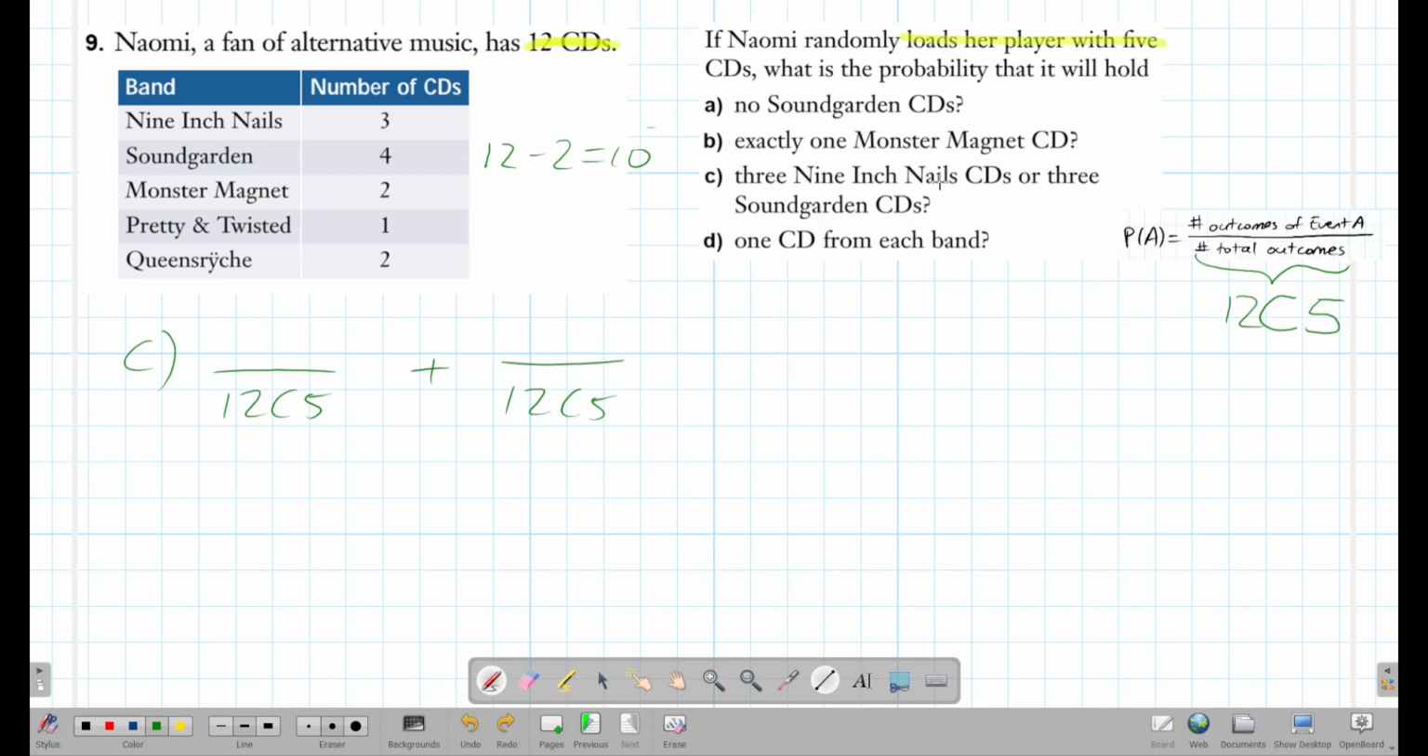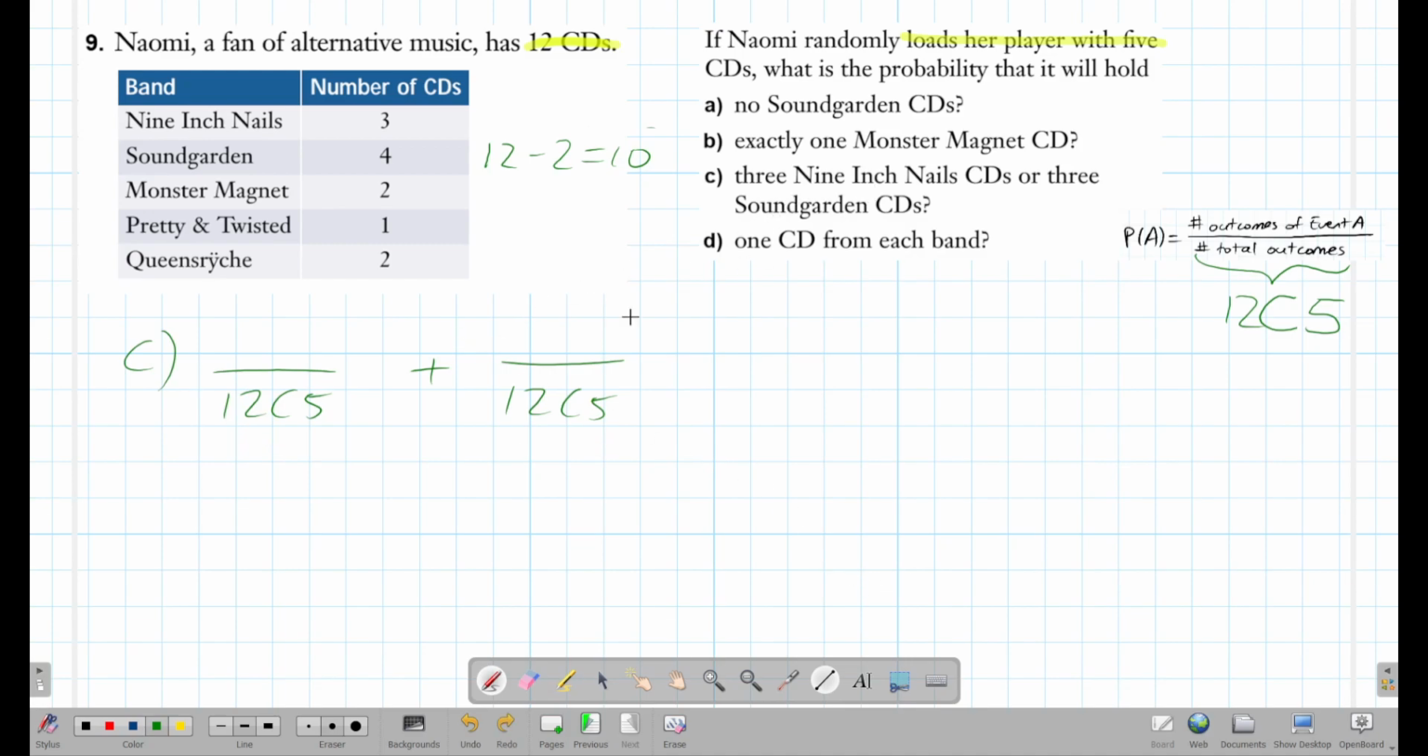And they're mutually exclusive because you can't have the CD player hold both. Naomi is only loading it with 5 CDs. So you can't hold both, like 3 Nine Inch Nails CDs and 3 Soundgarden CDs. So since they're mutually exclusive, we're going to add these two probabilities.